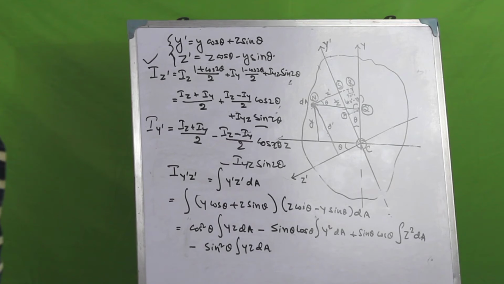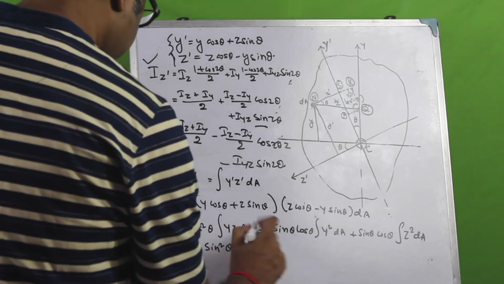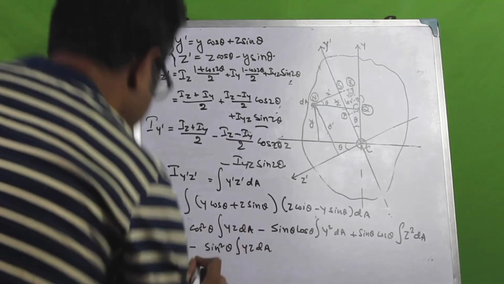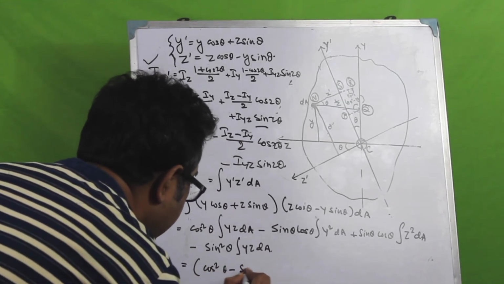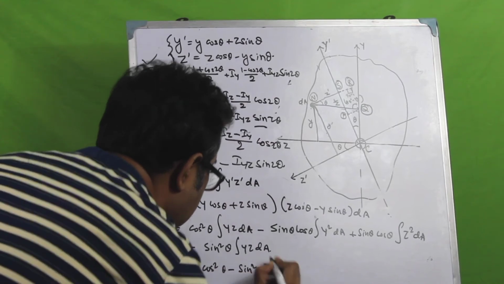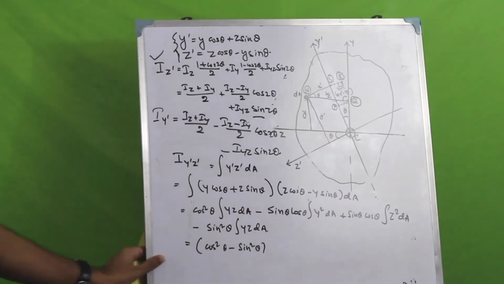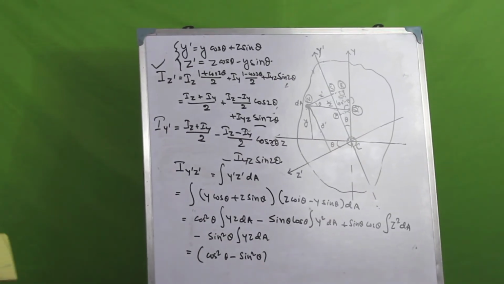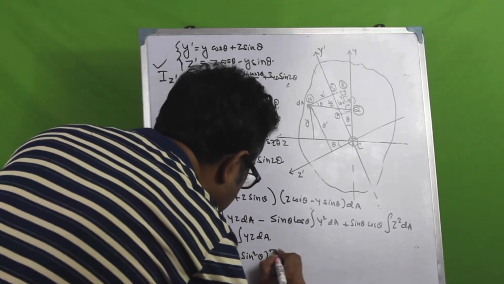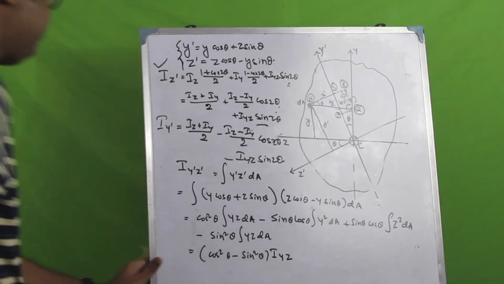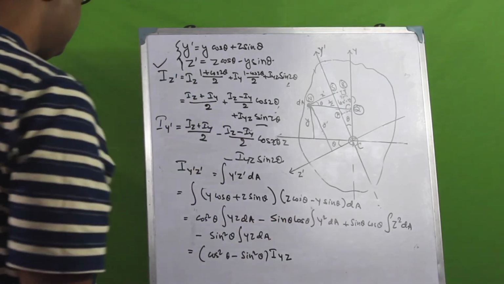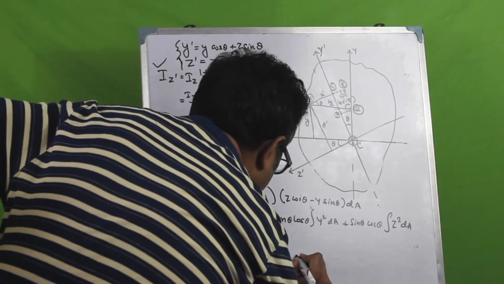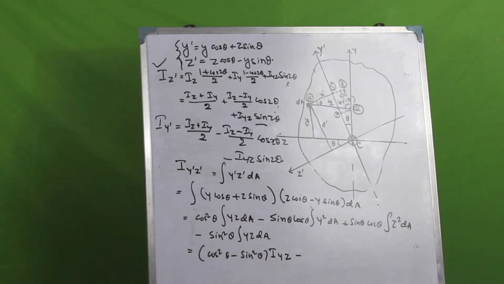So you can see that you can rearrange this into two terms. So we have cos square theta minus sin square theta into yz. What would be this integration of yz dA? It is the product of inertia Iyz, right? We know this value. So Iyz, and then this one is nothing but the moment of inertia Iz. So we have now sin theta cos theta.